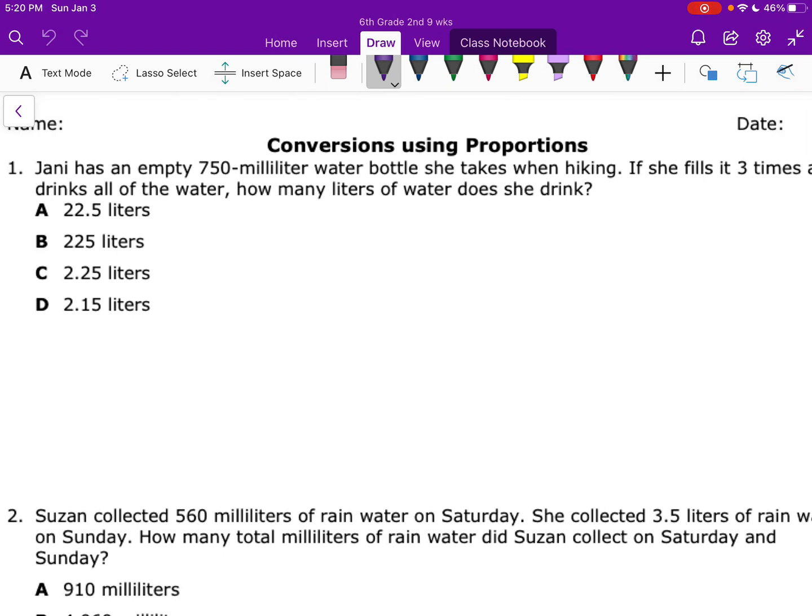Hey there, mathematicians. It's Miss Johnson, and today we are going to be looking at converting measurement word problems, and we're going to solve them using proportions. Okay, so let's go ahead and take a look at the first one.